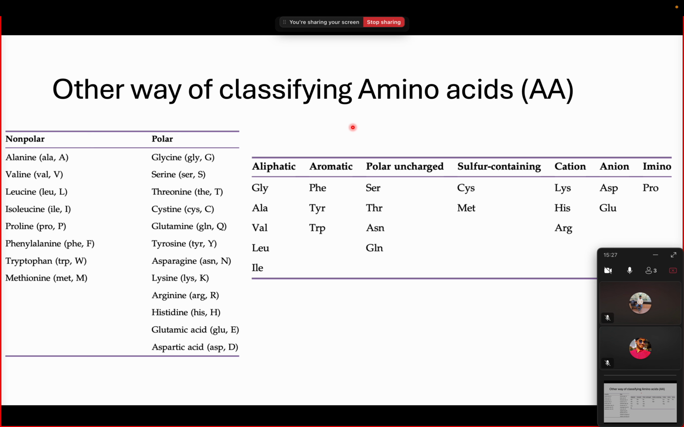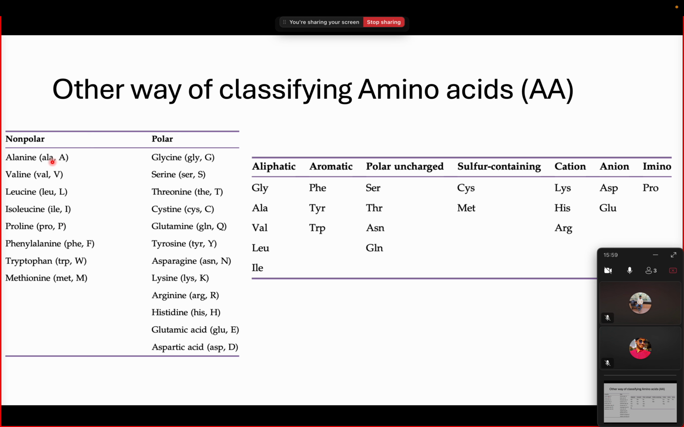So in non-polar amino acids we have alanine, valine, leucine, isoleucine, proline, phenylalanine, tryptophan and methionine. Okay, if we talk about polar amino acids, then we have glycine, serine, threonine, cysteine, glutamine, tyrosine, asparagine, lysine, arginine, histidine, glutamic acid and aspartic acid. So this is how amino acids are written.